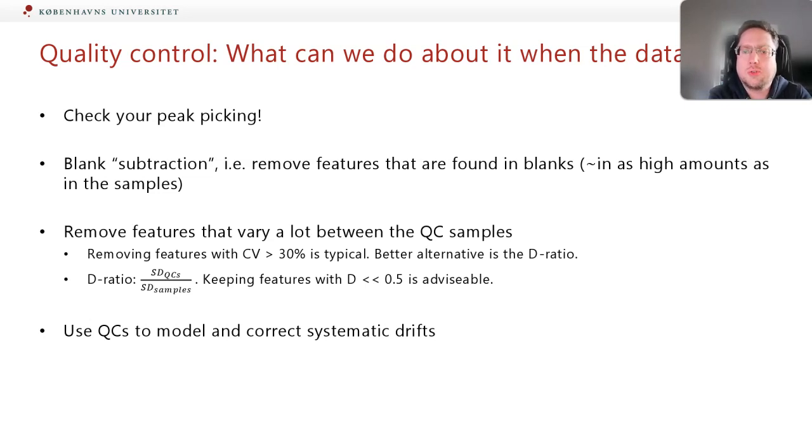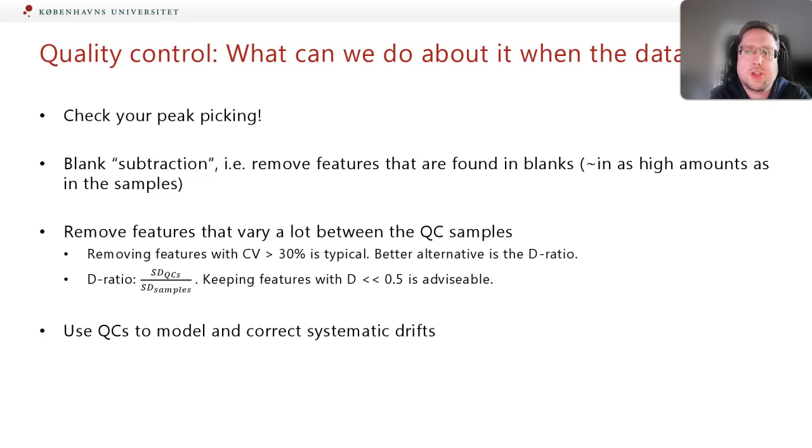The next thing you can do is try to remove features that we cannot record reliably. A typical way of doing this is, for example, to take your QC samples that should all be the same and look at the coefficient of variance. People often use 30% as a cutoff. So if the coefficient of variance is higher than 30% in the QC samples, the feature is discarded. This is not the best way though, because you could have features that are very difficult to detect, but there could still be some useful information there.